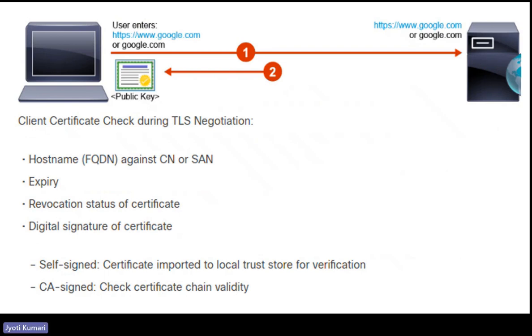Then the certificate is checked during the TLS negotiation, in which fields like the hostname, in FQDN format, are checked against the certificate, along with the expiry, the revocation status, and the digital signature of the certificate. There are ways to either self-sign the certificates or get them signed through a CA authority. Self-signed certificates are imported to the local trust store for verification. We can use a local CA, certificate authority, or a public CA. It has to be CA signed, where it checks for certificate chain validity.